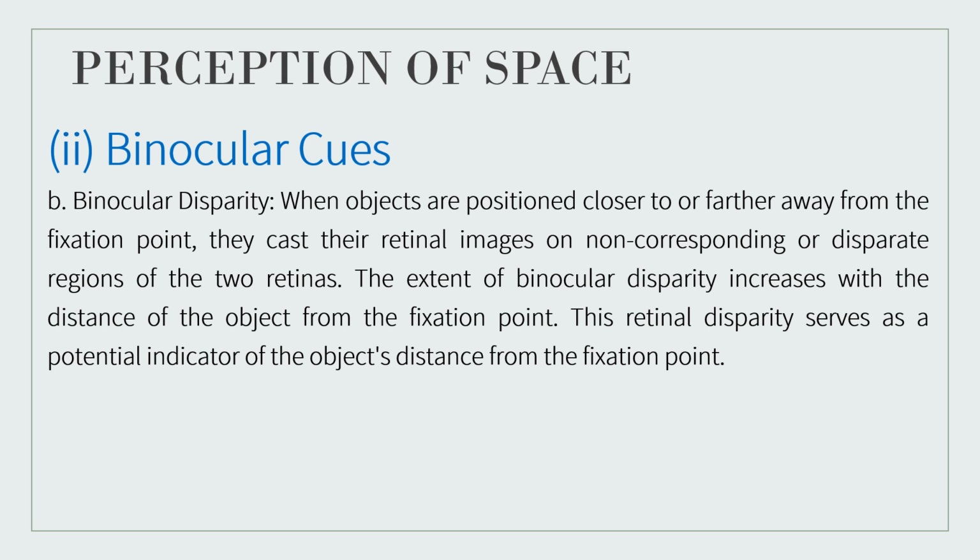So binocular disparity, what is the disparity? When objects are positioned closer to or farther away from the fixation point, they cast their retinal image on non-corresponding or disparate regions of the two retinas. The extent of binocular disparity increases with the distance of the object from the fixation point. This retinal disparity serves as a potential indicator of object distance from the fixation point. For example, there are two objects, and one is placed nearer to you and one is farther away. So this is binocular disparity. This is corrected by our brain, and that leads to perception of depth of the objects in space.